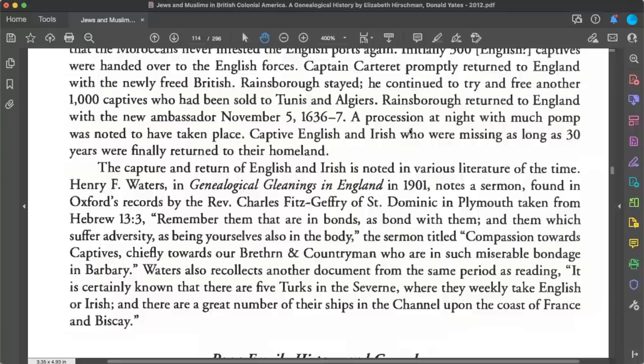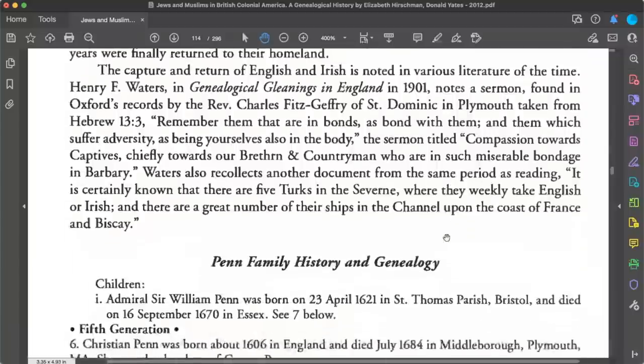It is certainly known that there are 5 Turks in the Severn, where they weekly take English or Irish, and there are a great number of their ships in the channel upon the coast of France and Biscay. All right, so you hear everything that's going on, all this history. They never really mentioned to us all these English and Irish being sent to North Africa.